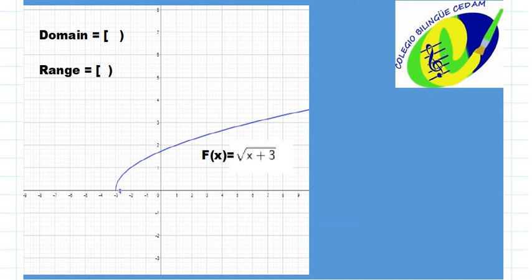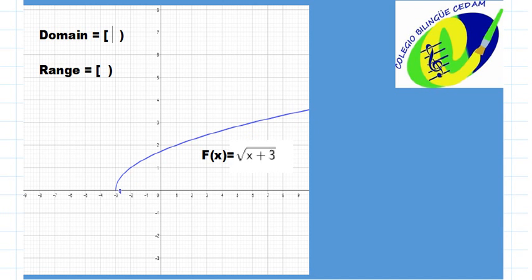Another example. f(x) equals the square root of x plus 3. Observe the previous one. The previous one was minus 3 and it started at plus 3 on the x-axis. This is plus 3 and it starts at minus 3 on the x-axis. So we're going to consider why it happens. Why the number after the x determines the initial position on the x-axis. Okay, the domain of this function starts at minus 3 and goes until infinite.